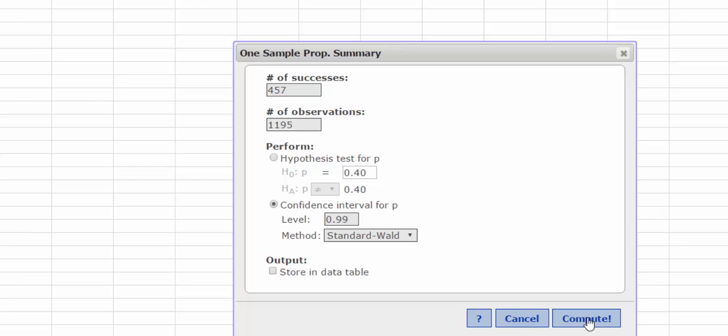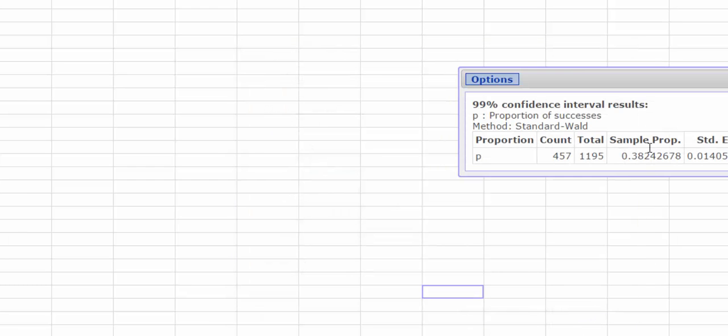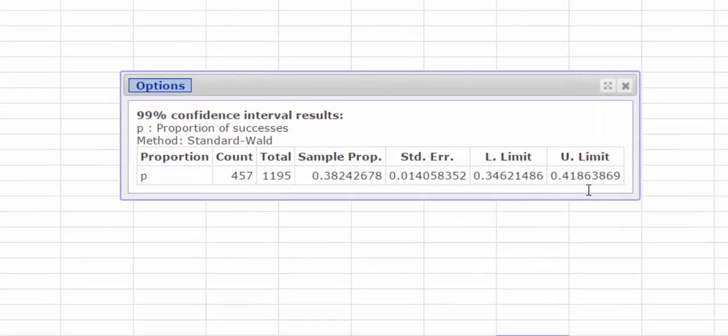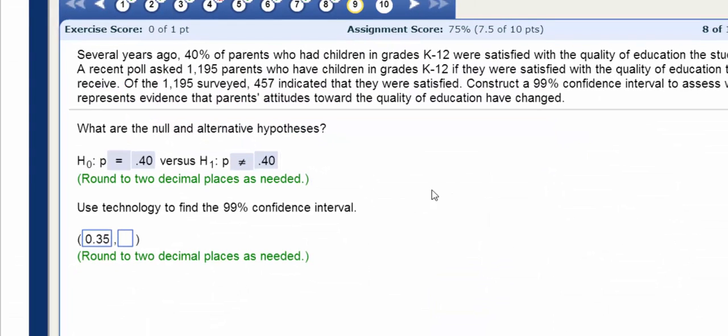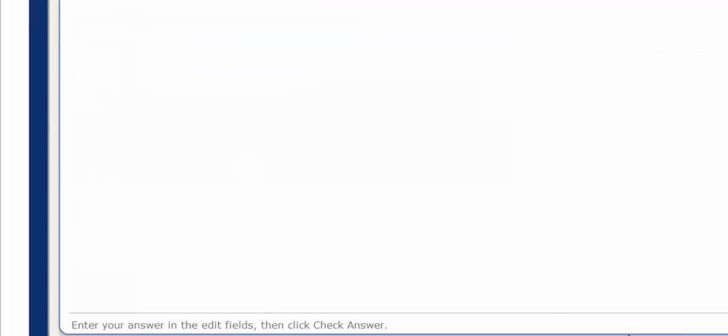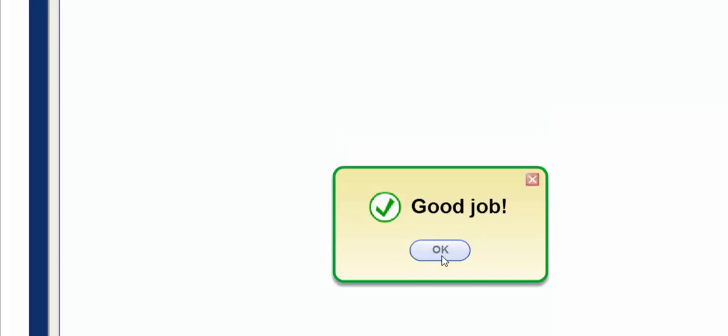I press compute. And I get my lower and upper limits here. So we'll just type those into StatCrunch, I'm sorry, into my MyMathLab. And we're asked to round to 2 decimal places. I press enter. And we get the good job.